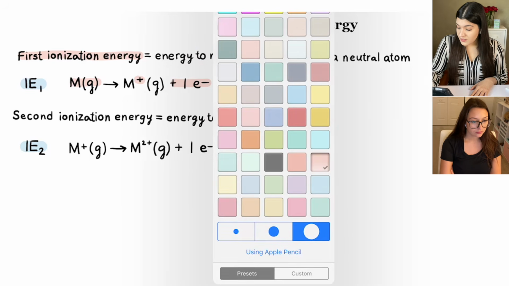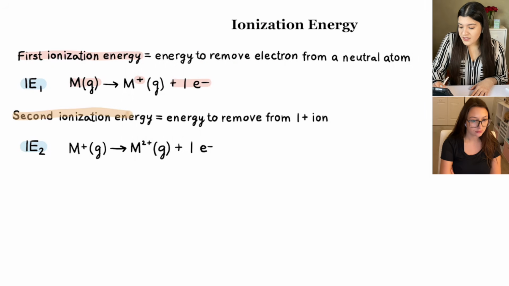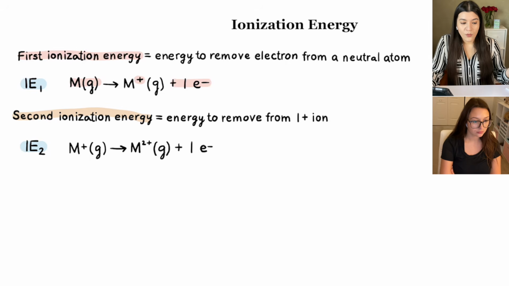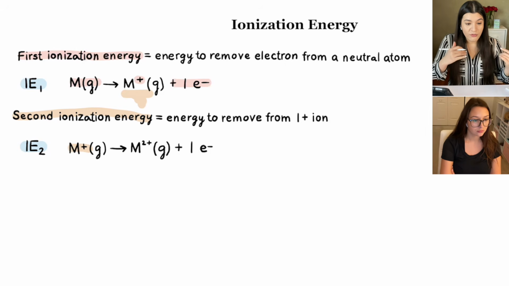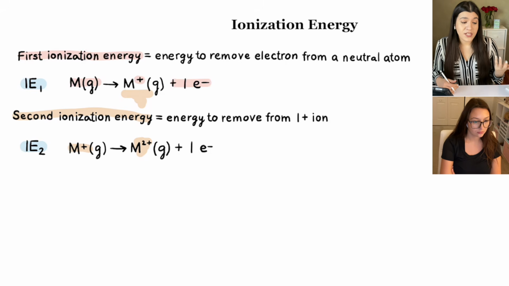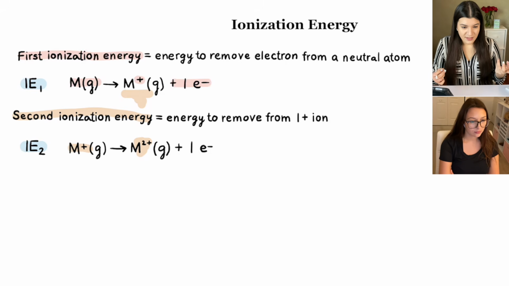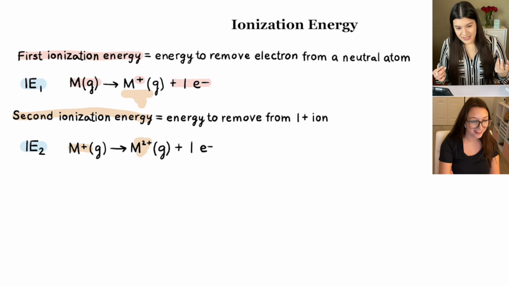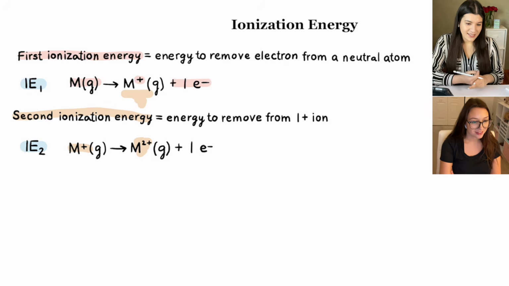For the second, let's make this a different color. For the second ionization energy, I'm removing one electron again, but from a cation. So now I'm starting off where I left off before, with the cation, and I'm removing another electron to make that positive charge larger. Does that make sense? Kind of. What doesn't make sense?